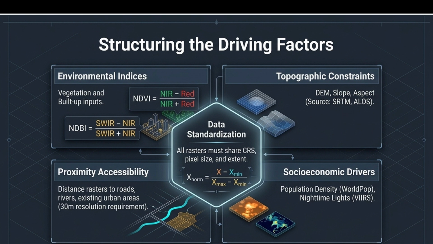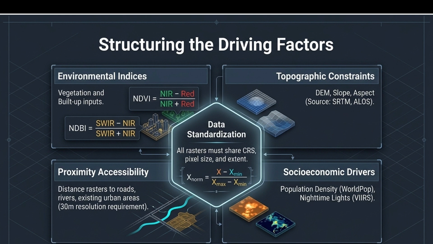All of these require 30-meter resolution. We can use the 30-meter scale for distance to river, distance to road, distance to urban areas, everything. And we can also add some socio-economic drivers. Suppose population density is one kind of socio-economic driver we can add as a driving factor. Then we can also add nighttime lights data as a socio-economic driving factor.